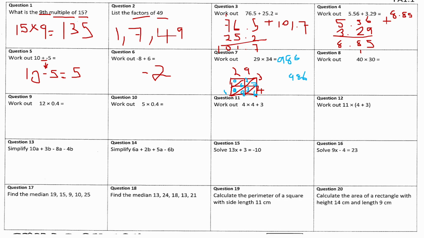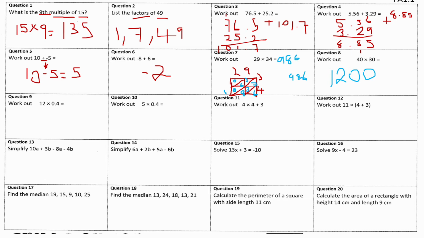Question number 8, work out 40 times 30. Well, 4 times 3 is 12, and then adding on those two zeros, I get 1200.